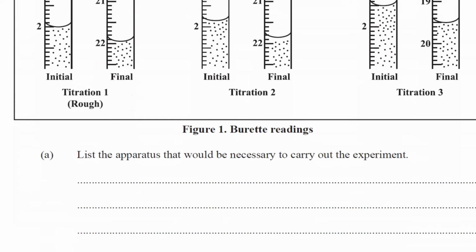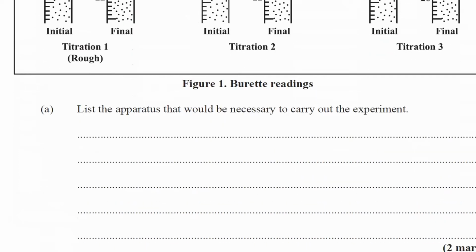Part A. So we're doing a titration. They already told us that we're doing a titration. They already told us that we're using a conical flask. And they're asking us to list the apparatus that would be necessary to carry out the experiment.